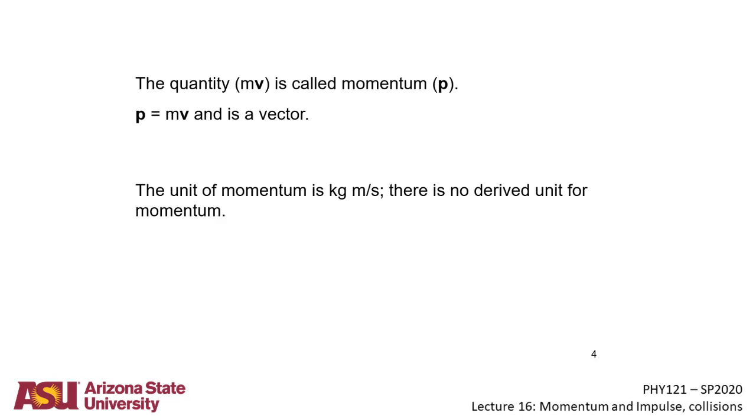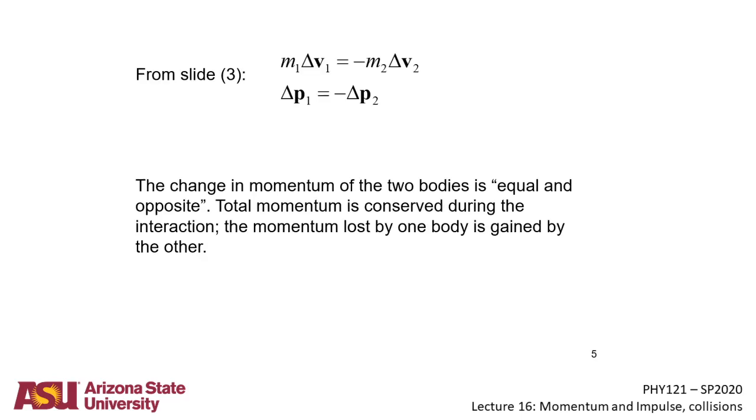So for the particular case of two interacting bodies, we have this equation here. M1 delta V1 is equal to minus M2 delta V2. Okay? And the change in the momentum of the two bodies is equal and opposite. Total momentum is conserved during the interaction. Any momentum lost by one is gained by the other.